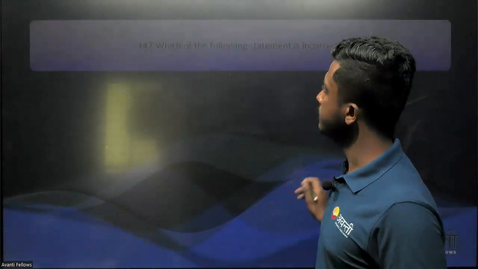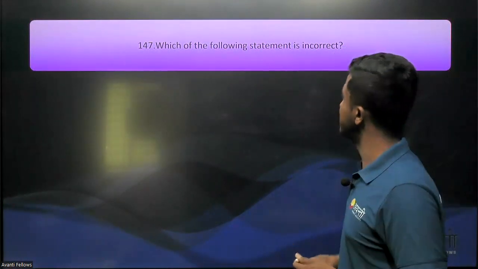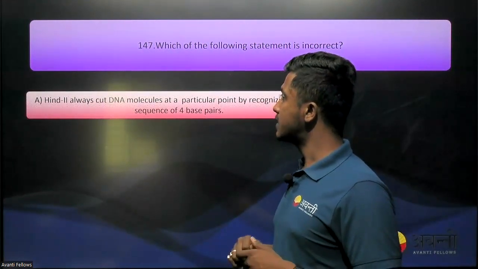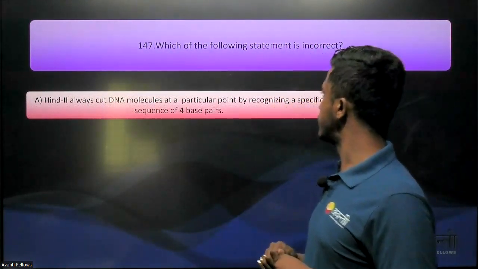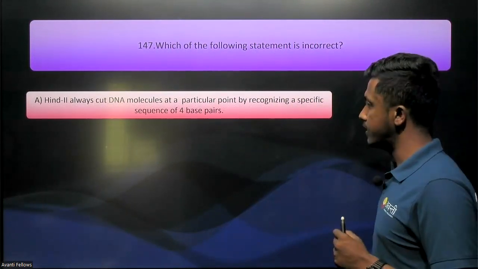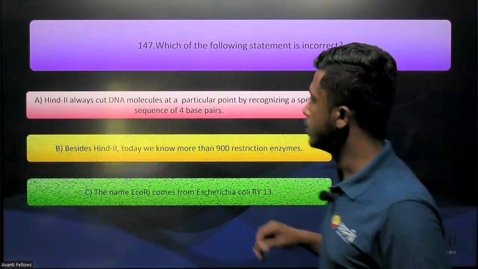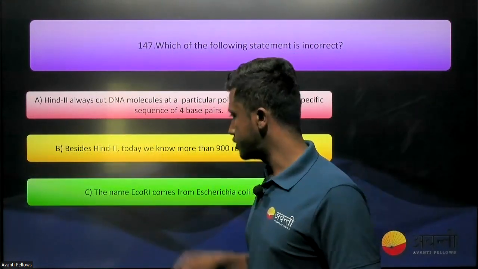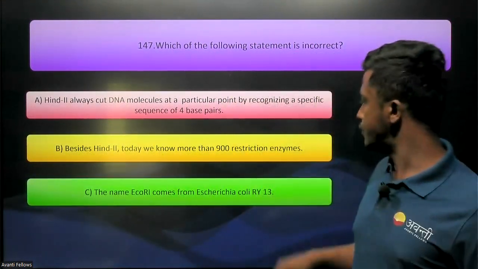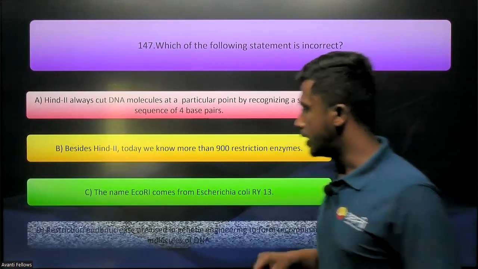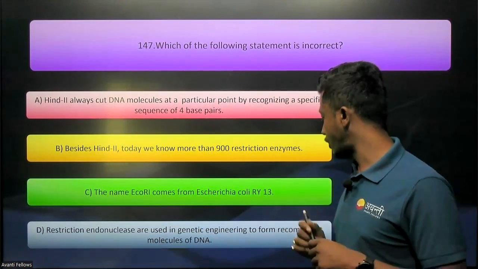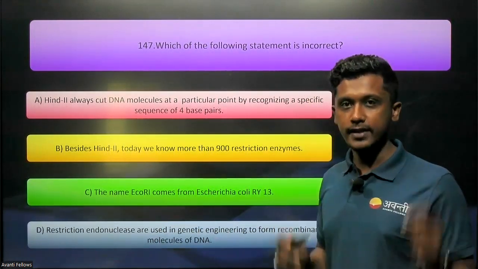So next question, which of the following statements is incorrect? HinII always cuts DNA molecules at a particular point by recognizing a specific sequence of 4 base pairs. Okay. Besides HinII, today we know more than 900 restriction enzymes. The name EcoRI comes from Escherichia coli RY13. Next one is restriction endonucleases are used in genetic engineering to form recombinant molecules of DNA.